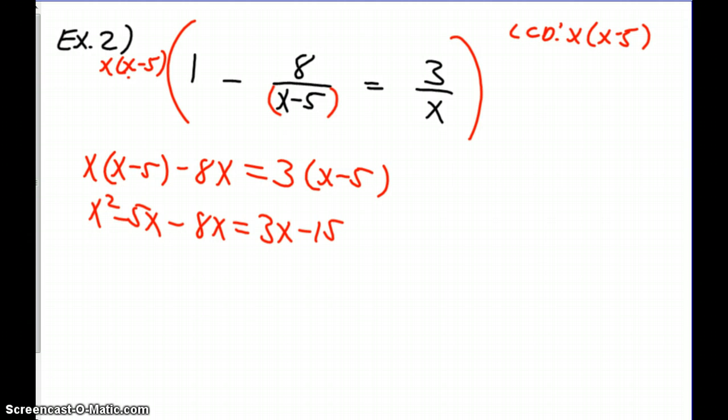Let me ask you this. Once you get to here, what would you do? Combine your like terms. That's what you're going to see next. Here I'm combining like terms. There's that.